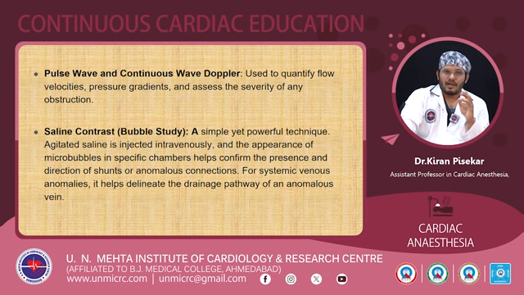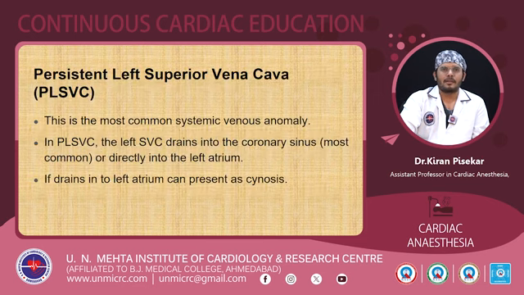If you want the velocity at a specific area or point, we will use pulse wave Doppler. And we can use saline contrast, which is a very powerful technique. In this, we use agitated saline. Albumin can also be used in this technique. Albumin and a little air are mixed and agitated, and this agitated saline is injected. This creates microbubbles, and we can then acquire the TEE images. By recognizing the direction of these bubbles, we can identify shunts and any anomalous drainages.